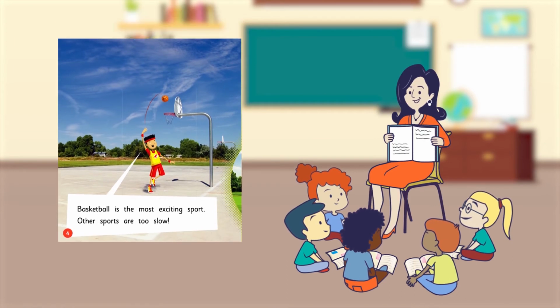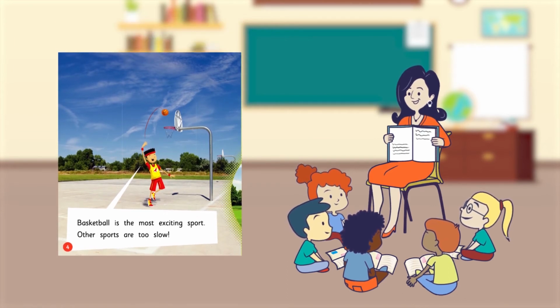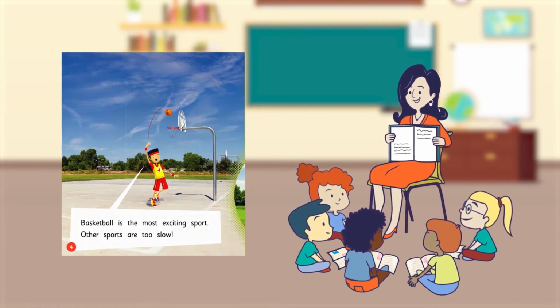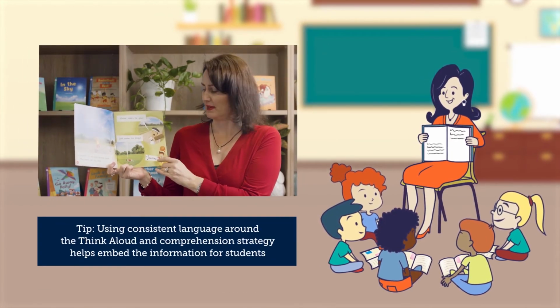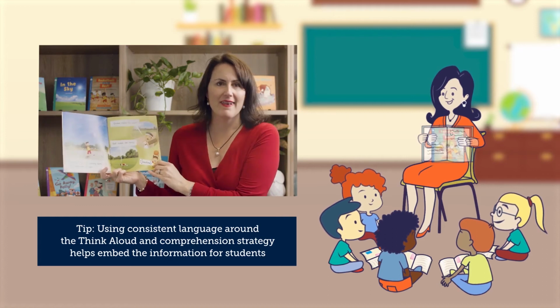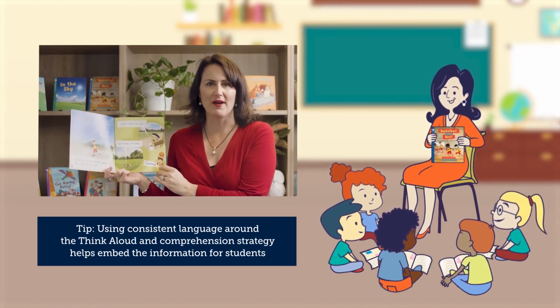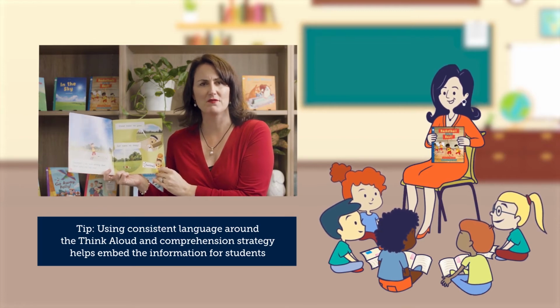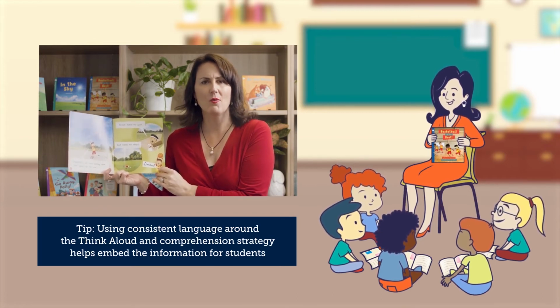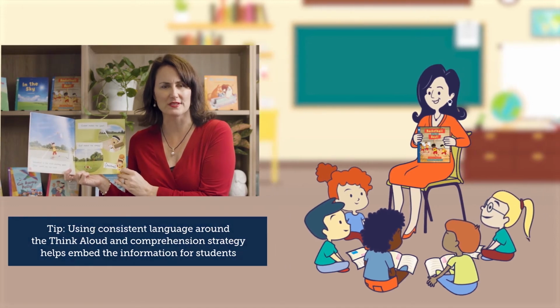Basketball is the most exciting sport. Other sports are too slow. Cricket makes me yawn. Golf makes me sleepy. Exciting! Now that I've read that part of the book, I'm going to use our Think Aloud. What are the most important pieces of information in what I've read? Why is this information important?